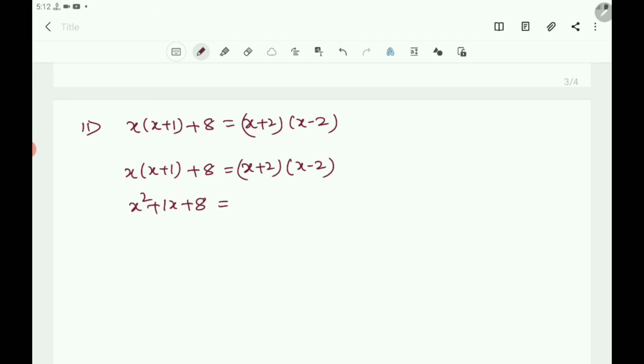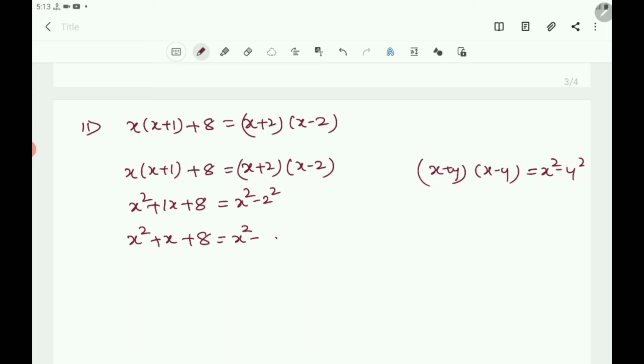Here find the product of x plus 2 and x minus 2. This is in the form of x plus y into x minus y, or a plus b into a minus b. You know the product of x plus y into x minus y is x square minus y square. Here in the place of x, x is there, and in the place of y, 2 is there. So you will get x square minus 2 square. Then you write x square plus x plus 8 equals x square minus 4.